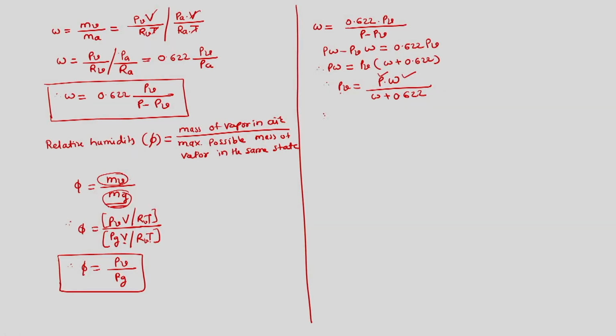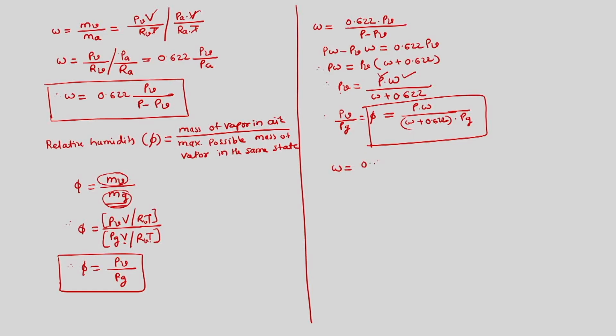So we know that PV upon PG is equal to phi. So it is equal to P omega divided by omega plus 0.622 into PG. So this is the formula for relative humidity in terms of specific humidity. We can also express it in a different way.